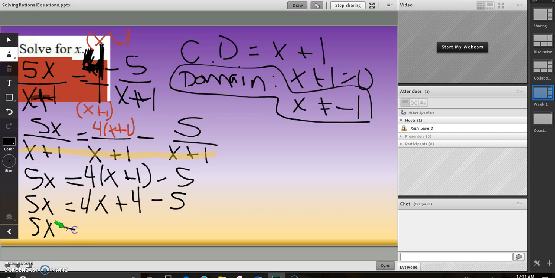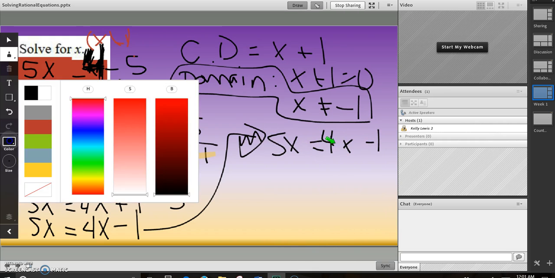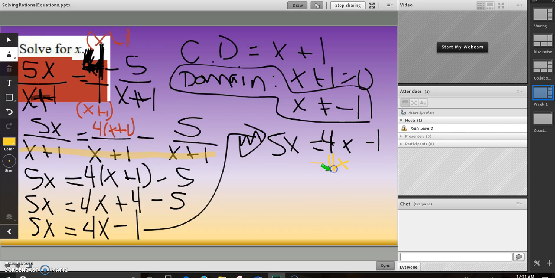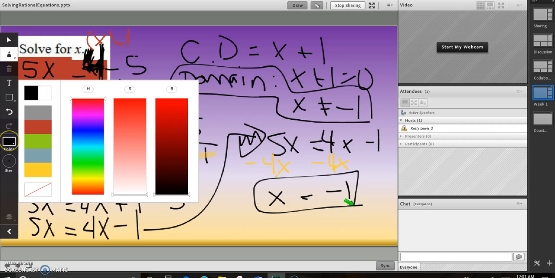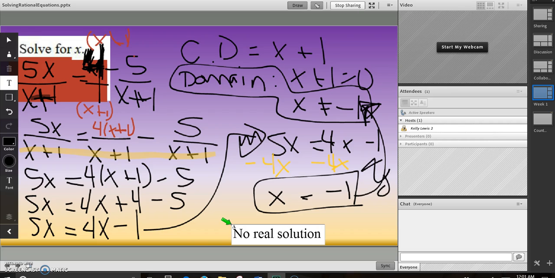All right, add like terms. 4 minus 5 is negative 1. So 5x equals 4x minus 1. Subtract 4x. 5x minus 4x is x, and then I have that negative 1. So I get x equals negative 1, but the domain said x cannot equal negative 1. So we have a little hiccup. We write no real solution. And that's our answer.